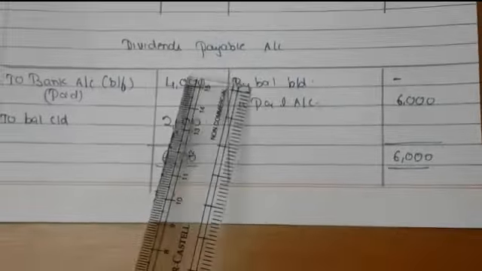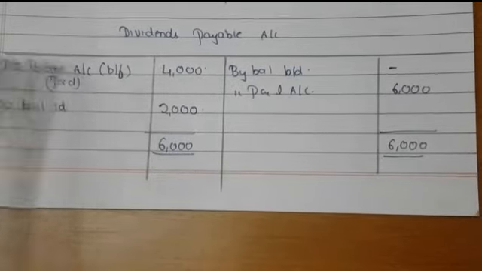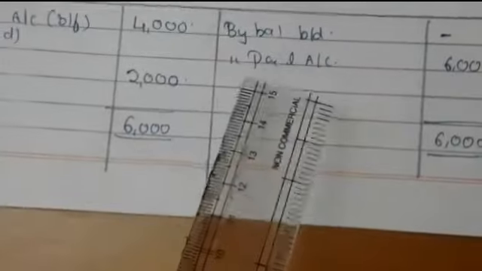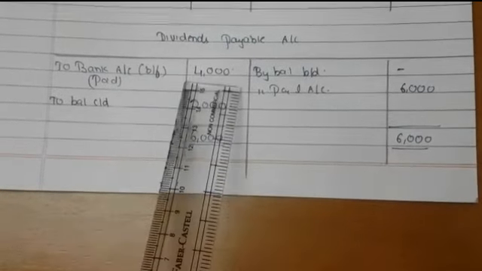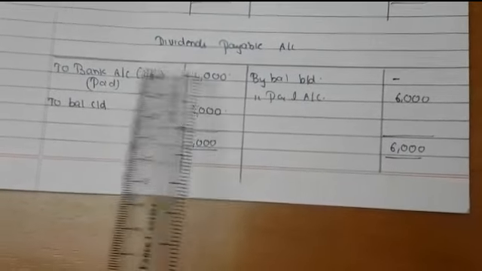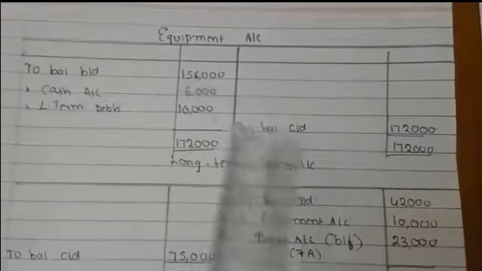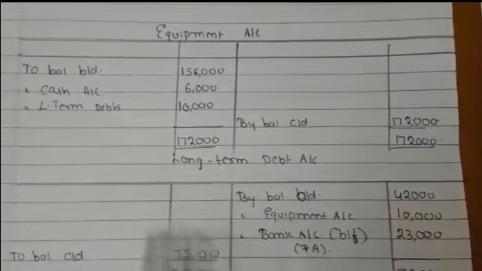Now the dividend payable account, write the opening and closing balance. As per the adjustment given here, dividend declared during the year is rupees 6,000. This amount should be written as by profit and loss account 6,000, and the balancing figure will be transferred to bank account, which is nothing but dividend paid. Now we'll post all the transactions recorded in the ledger accounts.